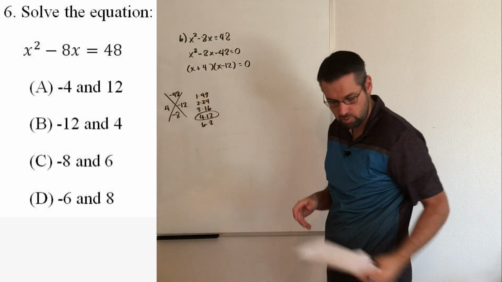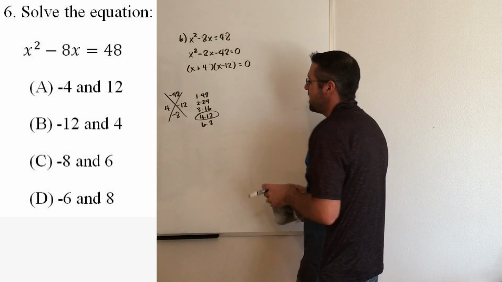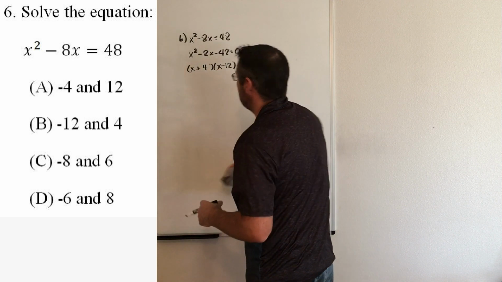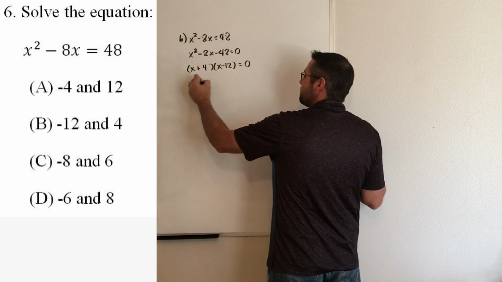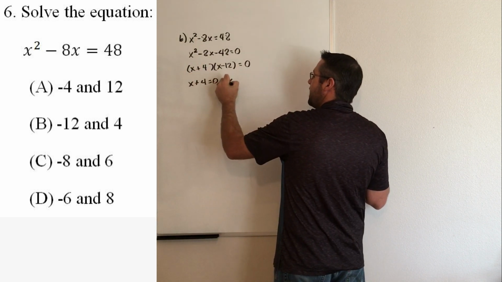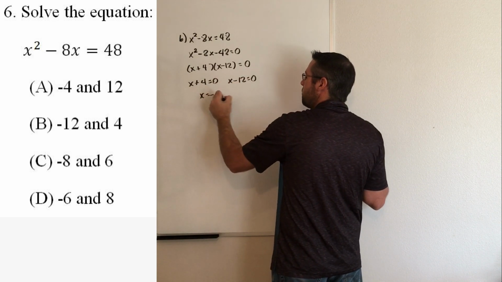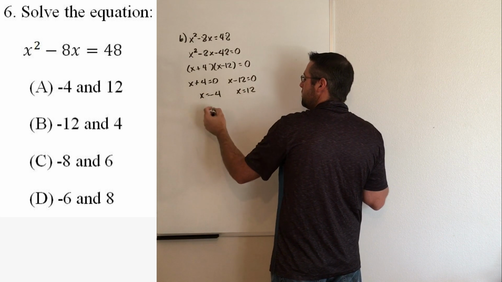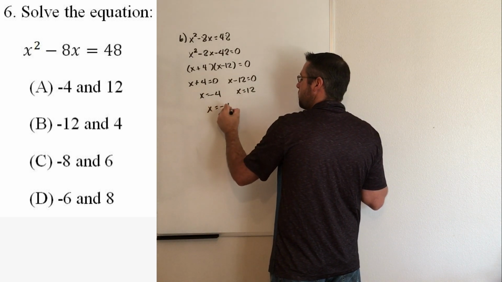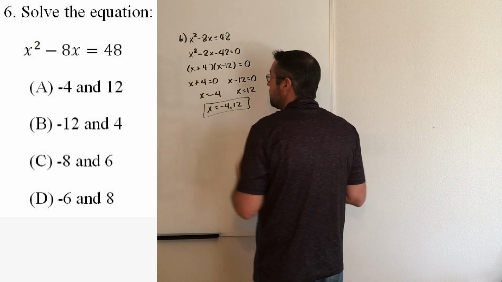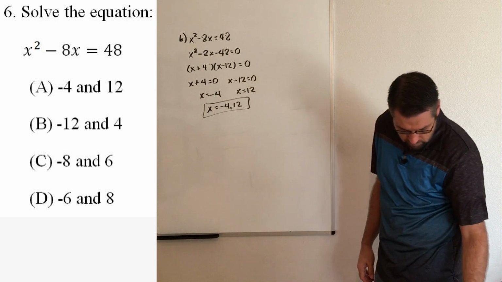We do not have to group because the a value is 1. So from here, we do the zero product property. So we say x plus 4 equals 0 and x minus 12 equals 0. Solve each one of those. So x equals negative 4 and x equals 12. And those are our solutions. Negative 4 and 12. Okay, so that's for number 6.